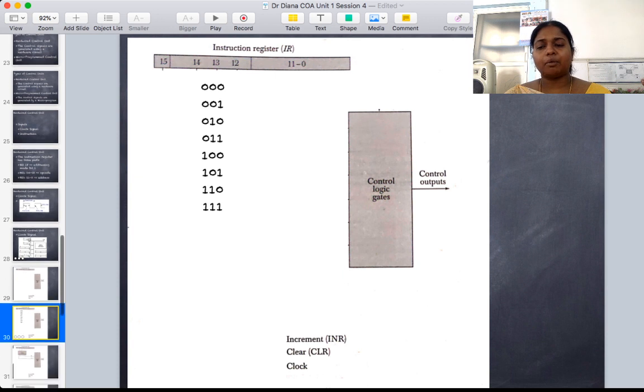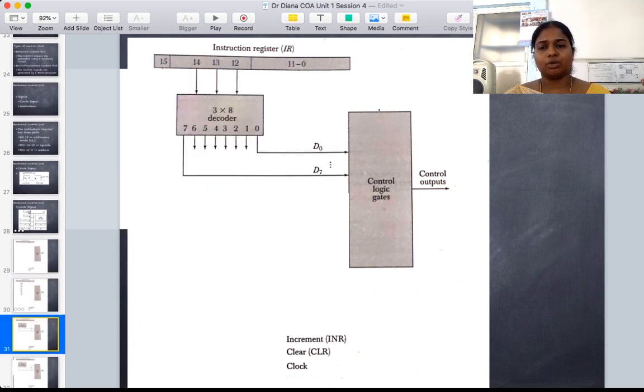For that, I am going to use a decoder circuit. So it takes a 3x8 decoder. It takes all the 3 bits as input, and it generates control signals, or 8 different signals, D0 to D7. Are we clear till here? So we are trying to generate some signals from the instruction register. Once these D0 to D7 are generated, I give them as part of the control input.